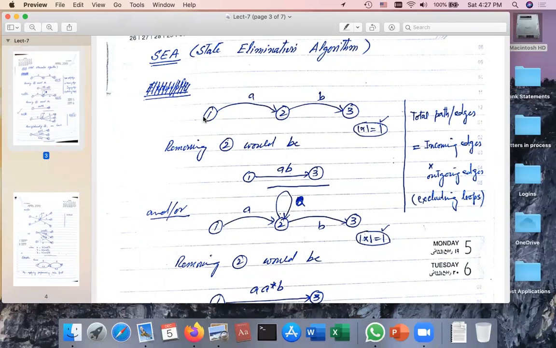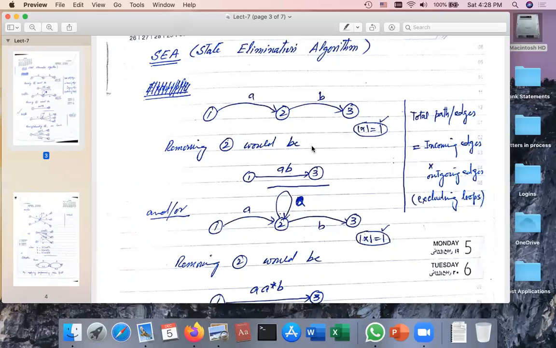So for example, this is an FA, and now this is the phase of state elimination algorithm, which means you have to remove the states until you reach an FA with only 2 states. But here we have 3 states, so this is not our stopping point. So what we have to do, we have to remove some state from here. So for example, you can remove any state, 1 or 2 or 3, it's up to you. This is something that you have to keep in your mind. And here I am removing the second state.